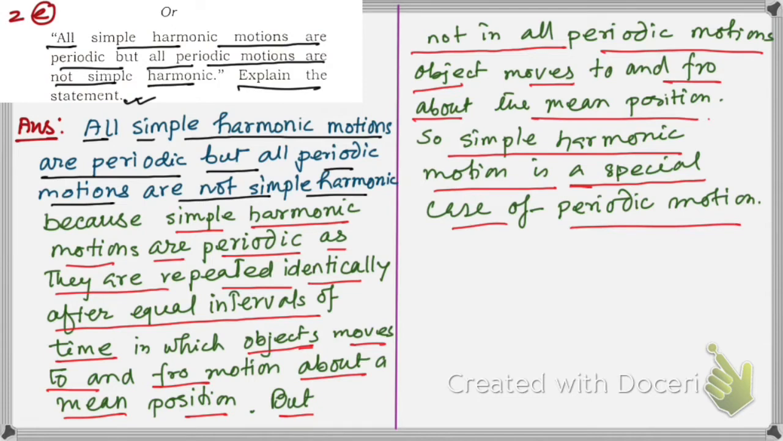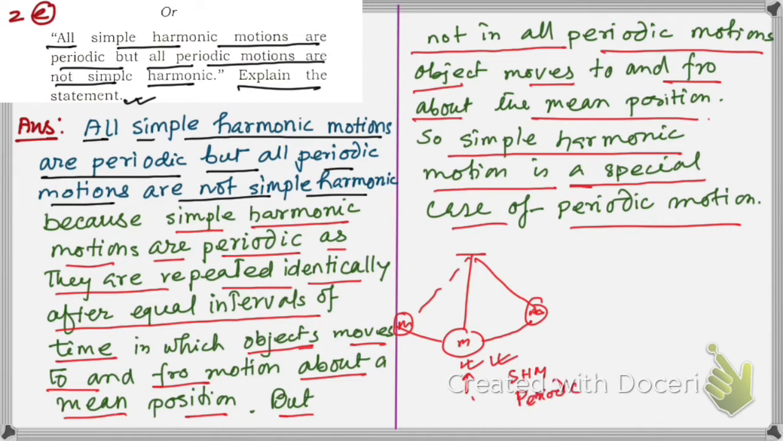Let me give you an example. Let us consider two cases. One is the case of a simple pendulum. When it oscillates, it moves to and fro about its mean position, and its motion is also repeated after a regular interval of time. That's why it is simple harmonic motion as well as periodic motion.